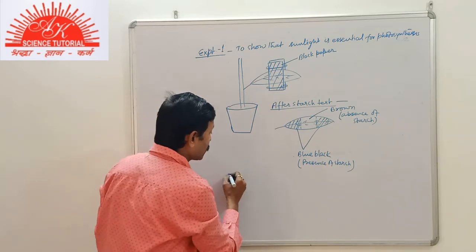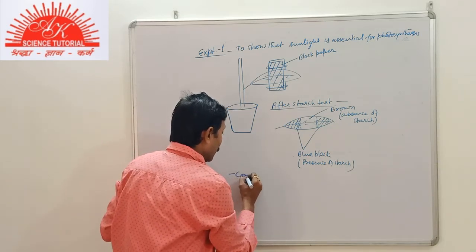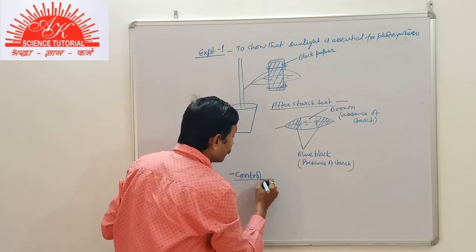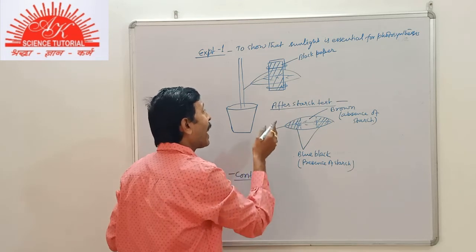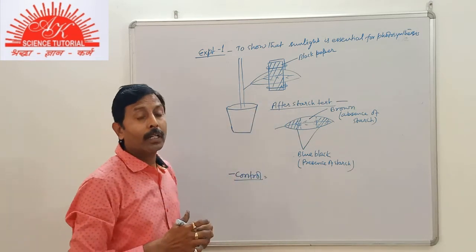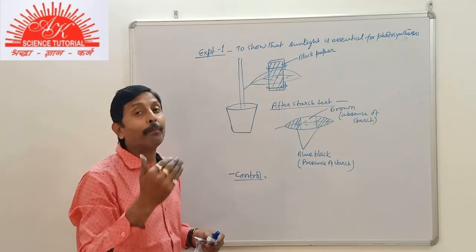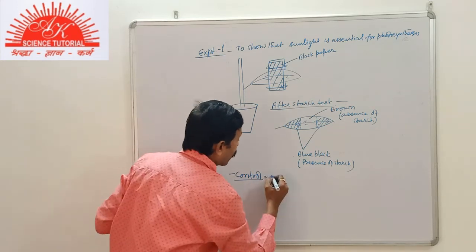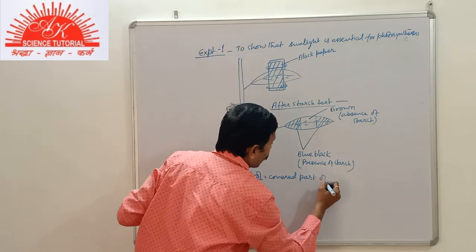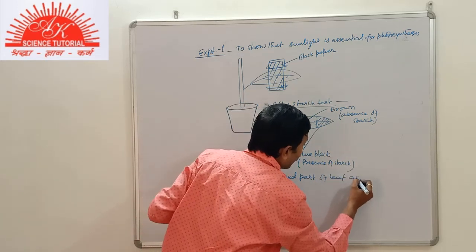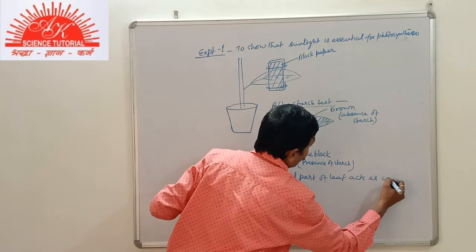Now, in this part you see, the part of the leaf which was covered with black paper acts as control. Control means for the comparison. So, the covered part of the leaf acts as control.